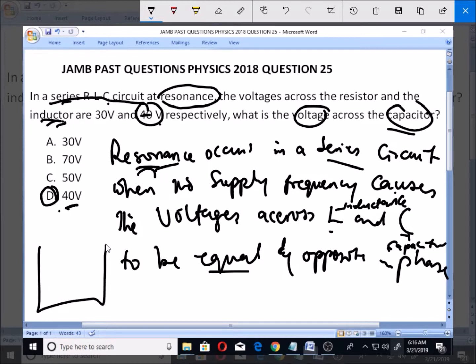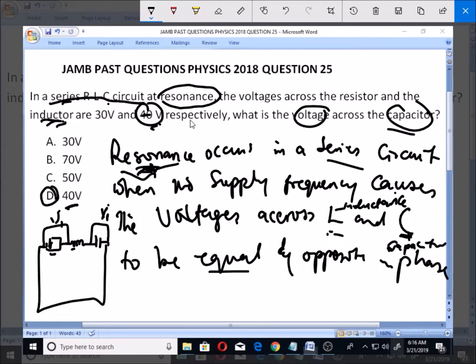So this is the kind of circuit that we're talking about. You have the capacitor in series with the resistor; this is the capacitor, this is the resistor, this is the inductor. So if the voltage in the inductor is V1, then the voltage in the capacitor is going to be V1 too. So in this case, we say that there is resonance. Resonance occurs when the supply frequency causes the voltage across both the inductor and the capacitor to be equal, and in this case it is 40, and that is the answer.